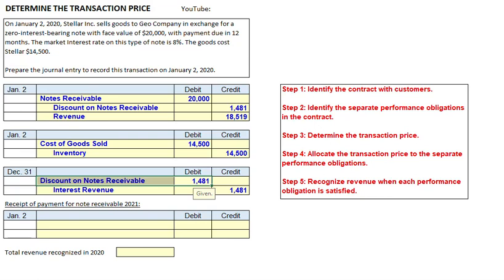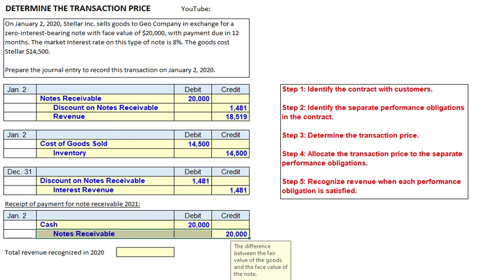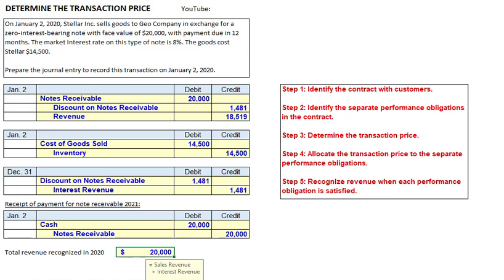Then on January 2nd, 2021, when we actually receive the cash payment, we'll debit cash for $20,000 and credit our notes receivable. The total revenue that we would have recognized in 2020 is once again the sales price of the merchandise of $18,519 plus the interest that we've earned of $1,481, which in total equals the face value of our note.